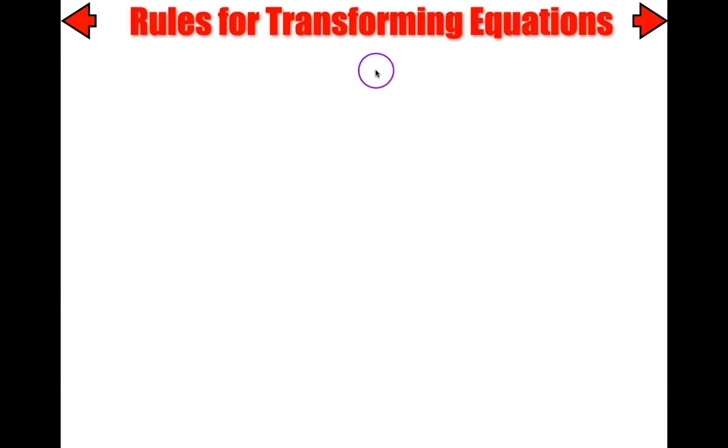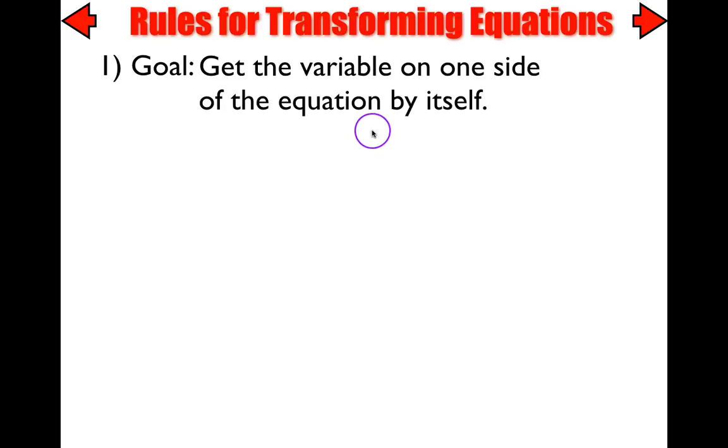So now, the rules for transforming equations. We've gone over this with the previous lesson, but I have an extra rule for you to write down. So go ahead and write this down. Our first goal is to get the variable on one side of the equation by itself. I refer to this as isolating your variable.